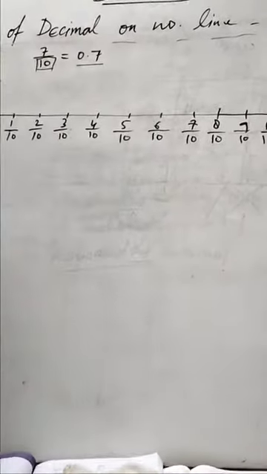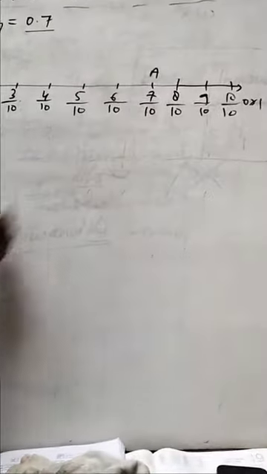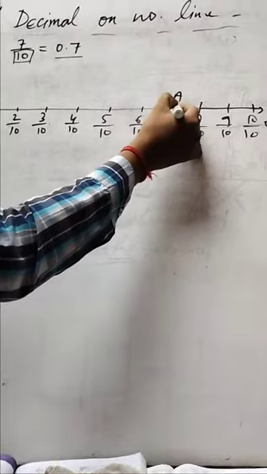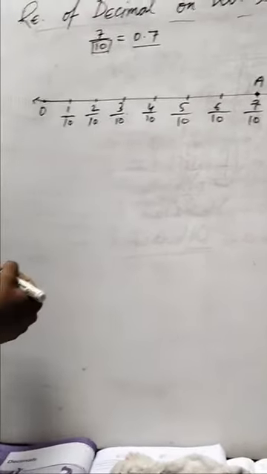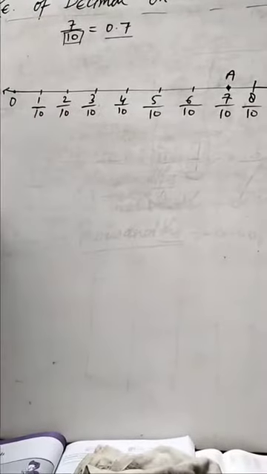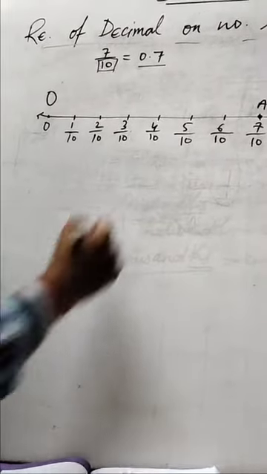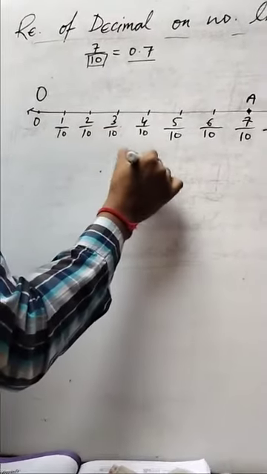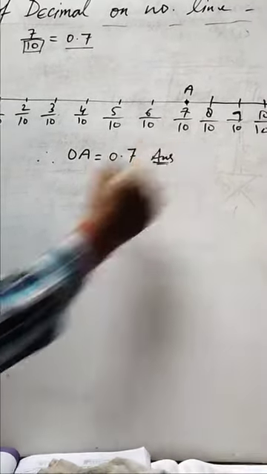We need the value 0.7, so where will it lie? It will lie here. So this place we will represent by the letter A, and the origin point or 0 we will represent by O. So you can say OA equal to 0.7. I hope you understand about the decimal. In the next session we will see more.